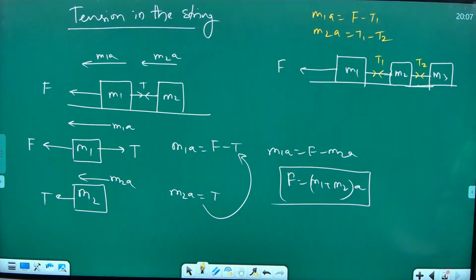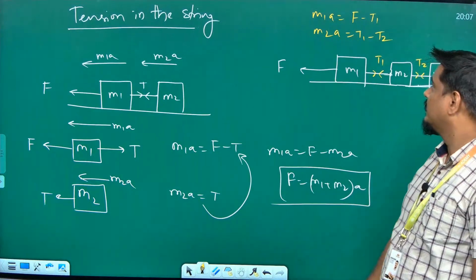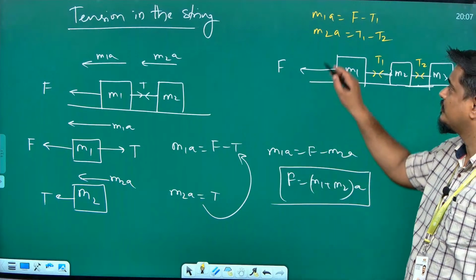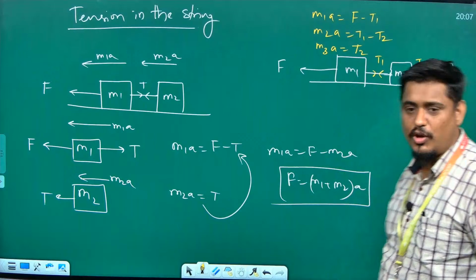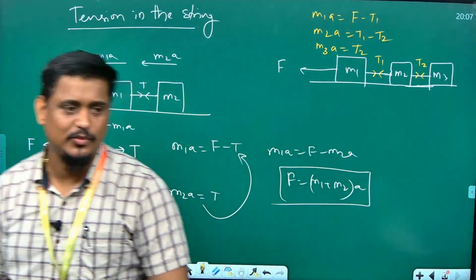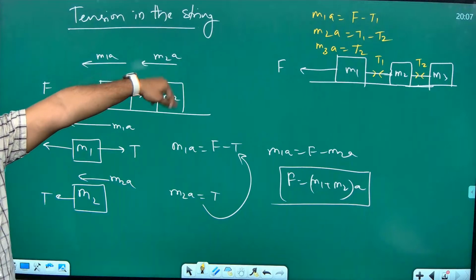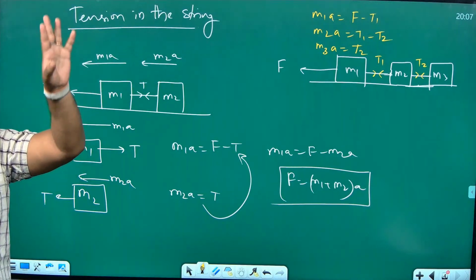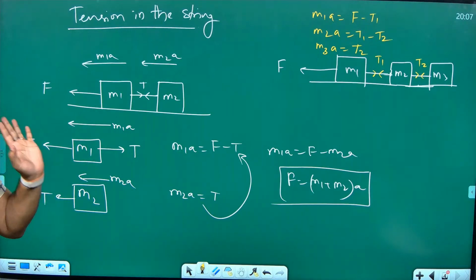Okay. Next is Kritika. Sir, m3a is equal to T2. Good. So all of you have learned how to make equations now. No problem in this. So by these equations, you can put the T2 value there, the T1 value there, you will get F is equal to m1 plus m2 plus m3 into a, isn't it? So these things are clear to you?